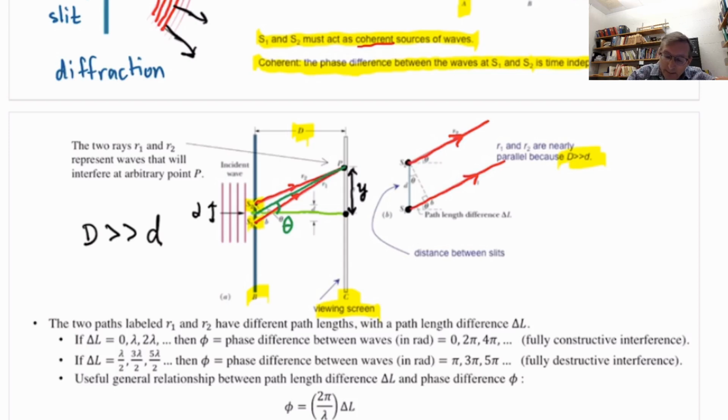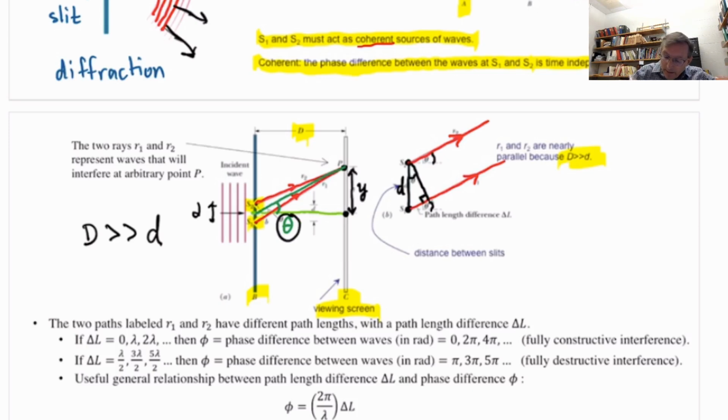And now I'm going to draw that path length difference in this picture, because what we've done in our exploded view of S1 and S2 is we've denoted the distance, little d, just between the slits, and then we've also dropped a perpendicular from S2 to R1, like so. And this angle theta is the same as this angle theta, here, here, and the theta over here.